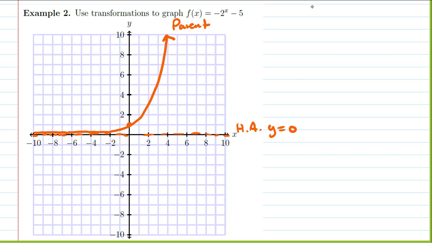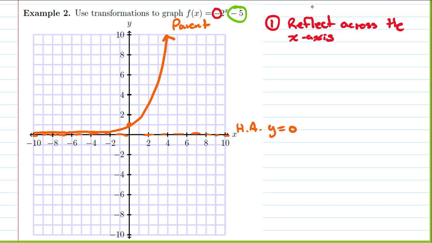So now we need to identify what's happening. So what does the minus sign out in front do? Well, that's going to reflect across the x-axis. And then the minus 5, we're going to shift down 5 units.